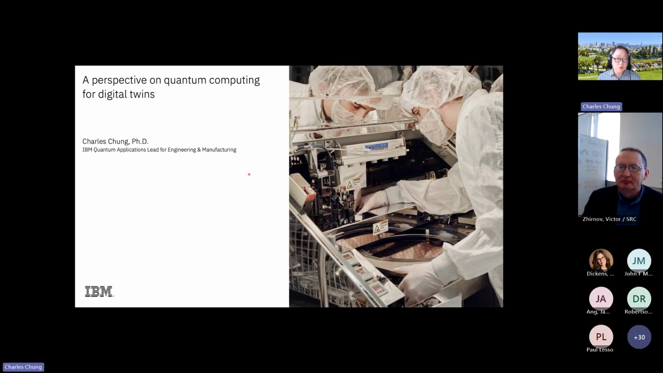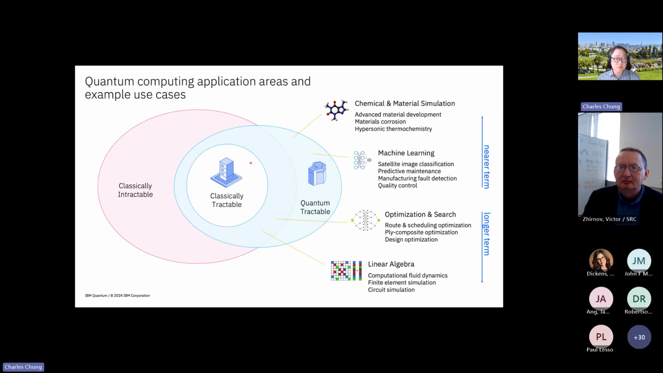So just to give you a quick overview of the application space for quantum computers, there are four main application areas. There are actually many application areas for quantum computing, but I'd say that these are the most mature and well understood at this point. I've arranged them in chronological order in terms of feasibility.